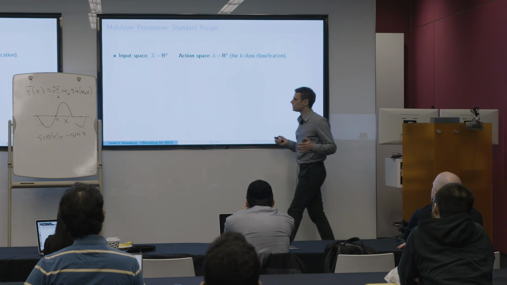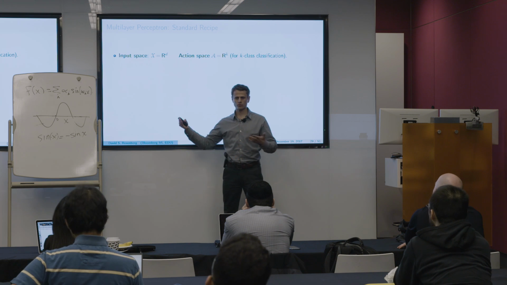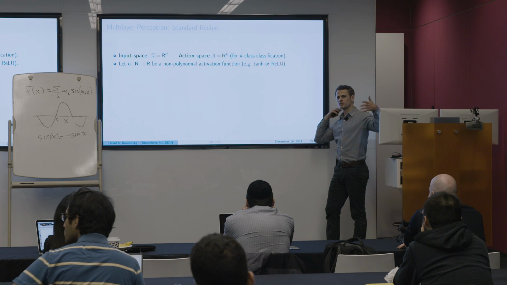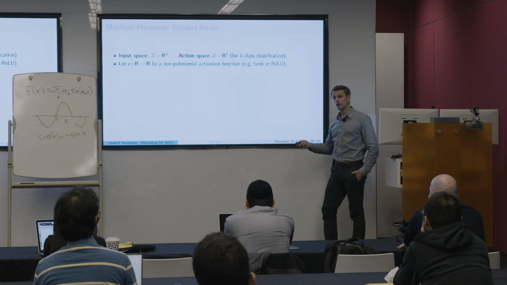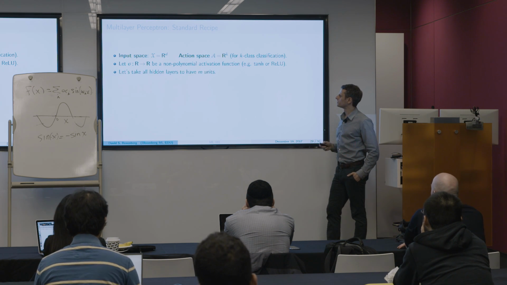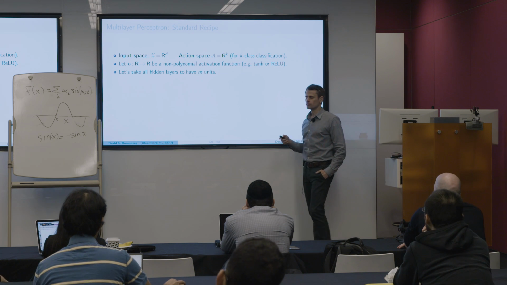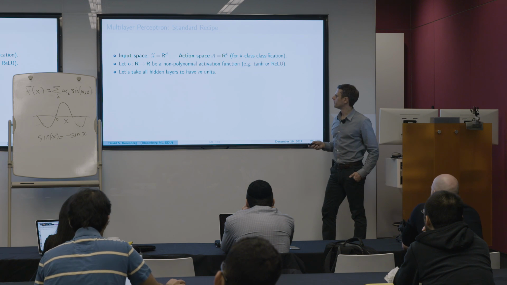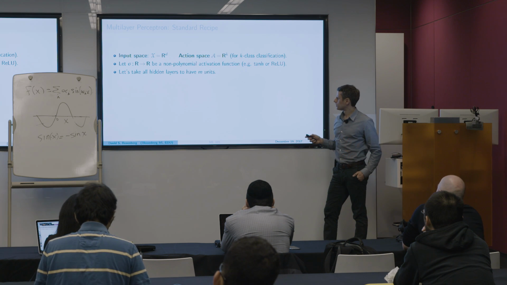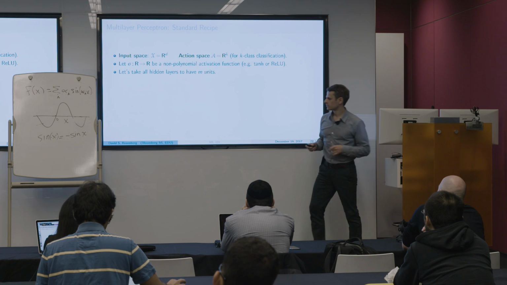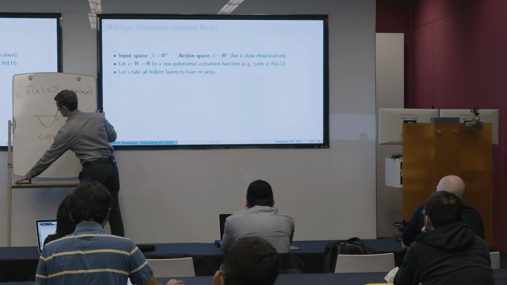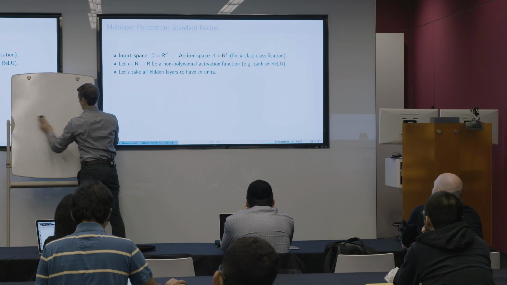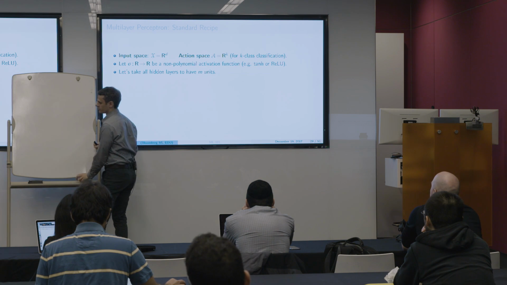So we're going to think about producing a vector of score functions, a vector of size k for the k classes. And let's fix sigma to be some activation function, something non-polynomial, because we know that it has some theoretical properties. And for simplicity, let's say our hidden layers all have m units. All right. So let's rehearse this a bit. Let's work it through. Let's write down what the form for these expressions would be.